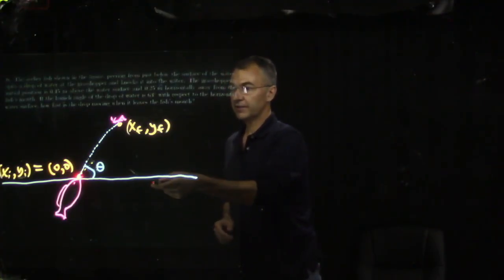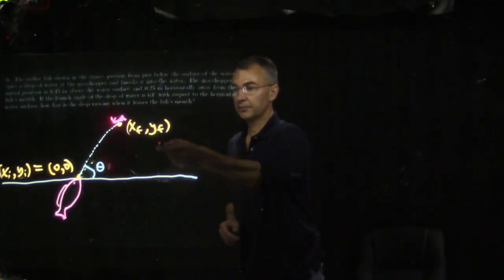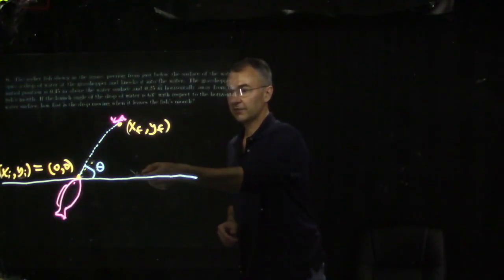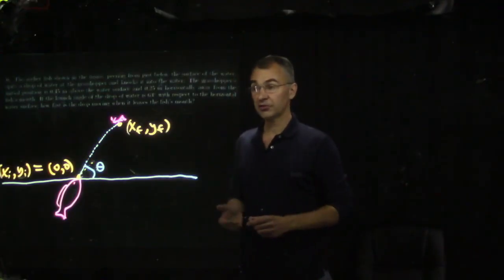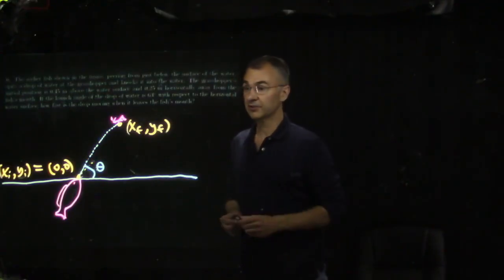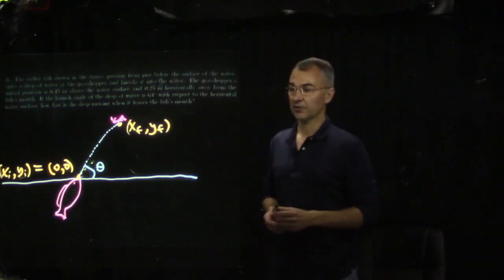So x initial is 0, y initial is 0. X final is some given value, y final is some given value where the grasshopper is. So y final is how far up the drop of water has to go to hit the grasshopper. X final is basically how far over the drop of water has to go to hit the grasshopper. I guess the fish could control both the angle and the speed, but let's say that the angle is fixed and the fish is just controlling the speed. So let's try to figure out what speed is necessary for the drop of water to hit the grasshopper so that the fish gets his meal.